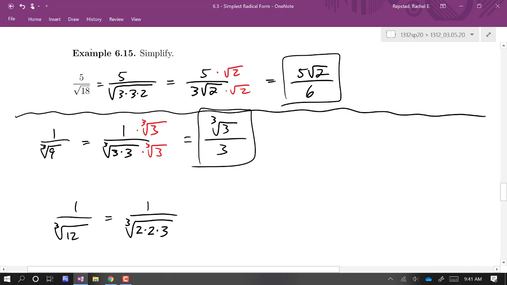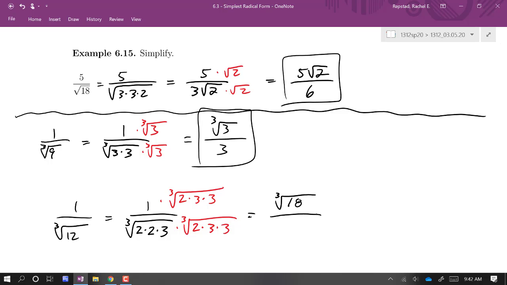Say that again. And how do you get 18? 2 times 3 times 3. Yeah. So we have the cube root of 18 on top. What do we have on the bottom? 6.